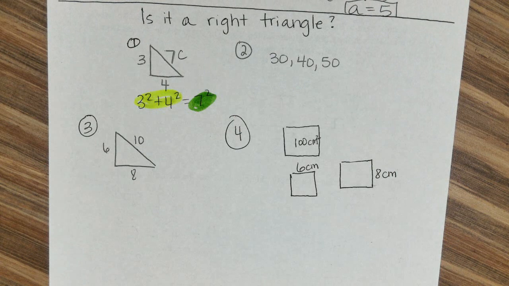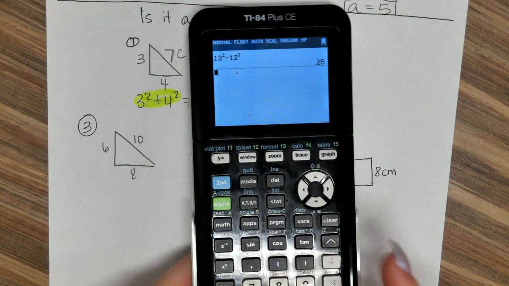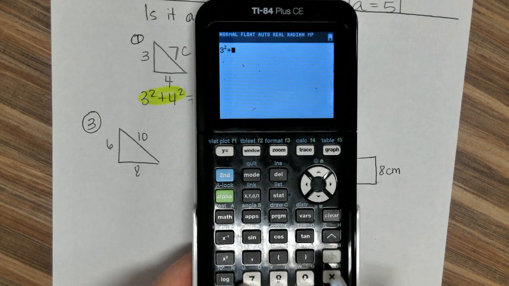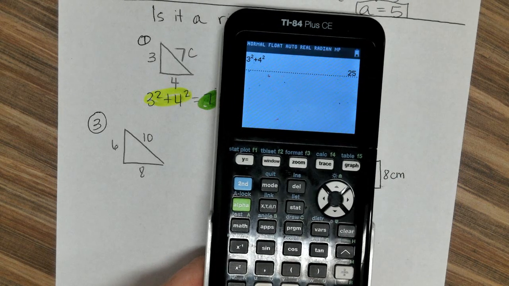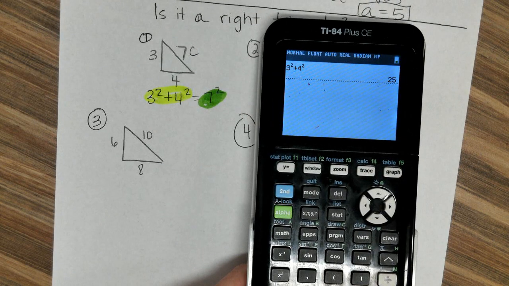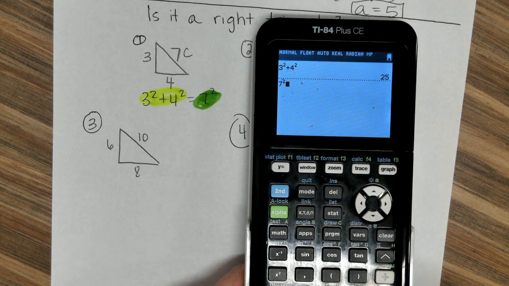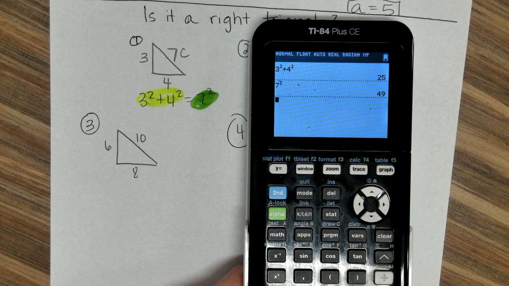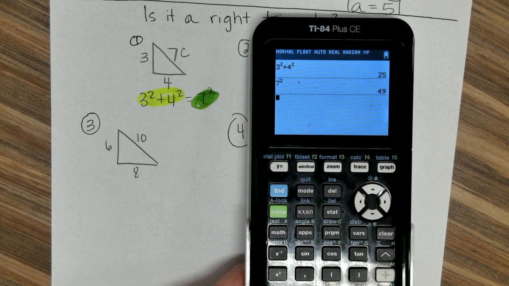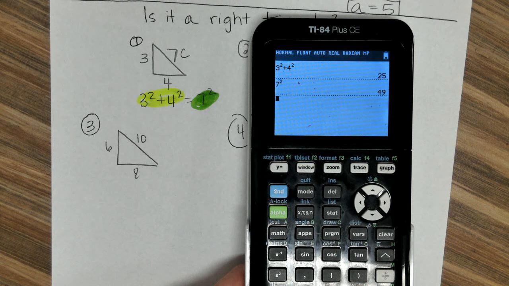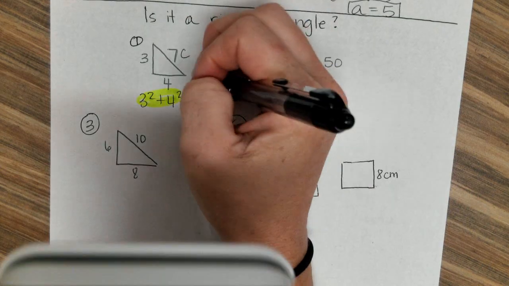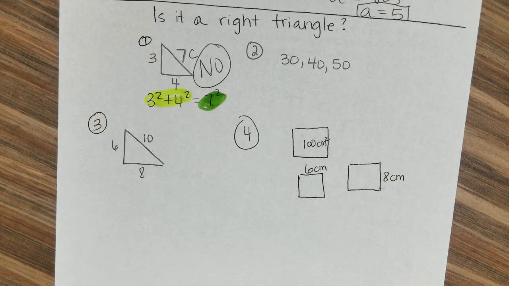So everybody get your calculator. Type in 3 squared plus 4 squared. Hit enter. It's 25. Type in 7 squared. Hit enter. It's 49. So does 25 equal 49? No. So this is not a right triangle. Did I use my square root button? No, because I'm not solving anything. I'm just typing it in and seeing if it's true or false.